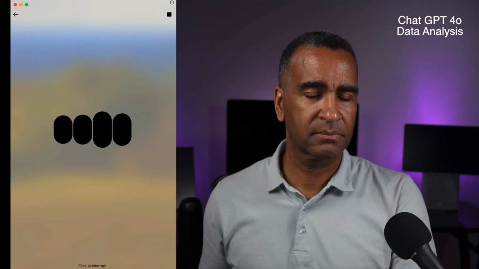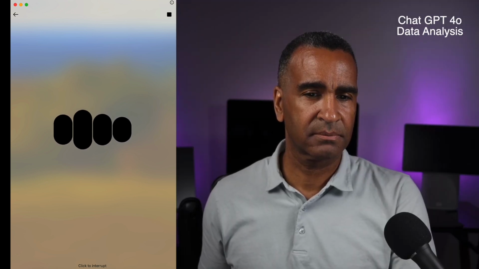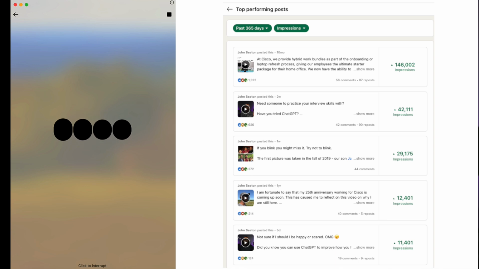5, timely and relevant content. Posts that are timely, like those reacting to current events or trends, e.g. recent interview skills post, show good engagement. Keeping content relevant and up to date is key. Overall, content that offers practical value, personal insights, and engages the audience interactively tends to perform best.